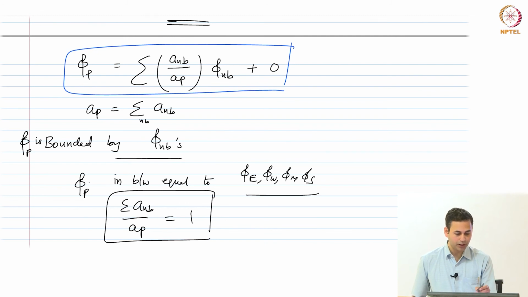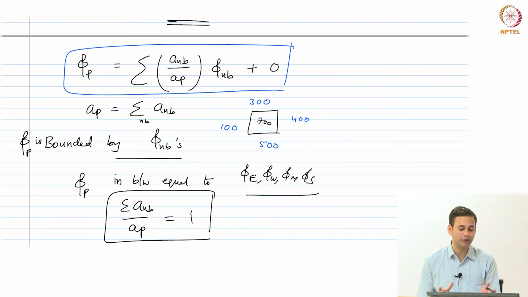That means if you have, let us say, several values, let us say you have 300, 400, 500 and let us say 100, what will be a possible value for phi P? Can phi P be 700? It cannot be, because it can never be greater, because we do not have a source term. So, this cannot be greater than what? Cannot be greater than 500, right, and can it be less than 100? It is not allowed to be less than 100. So, it has to lie somewhere between 100 to 500, right, between the max and the min. It has to be bounded somewhere between 100 to 500. That is what this equation ensures.